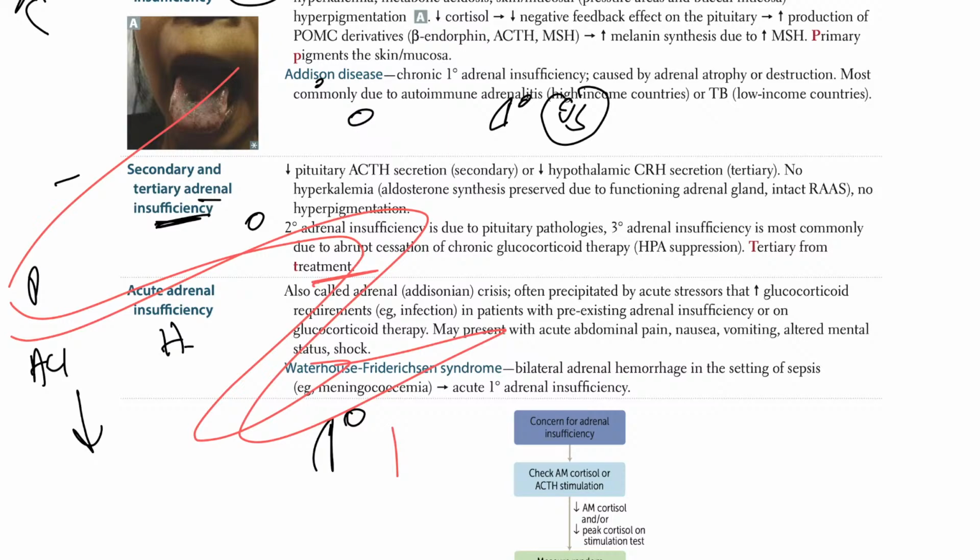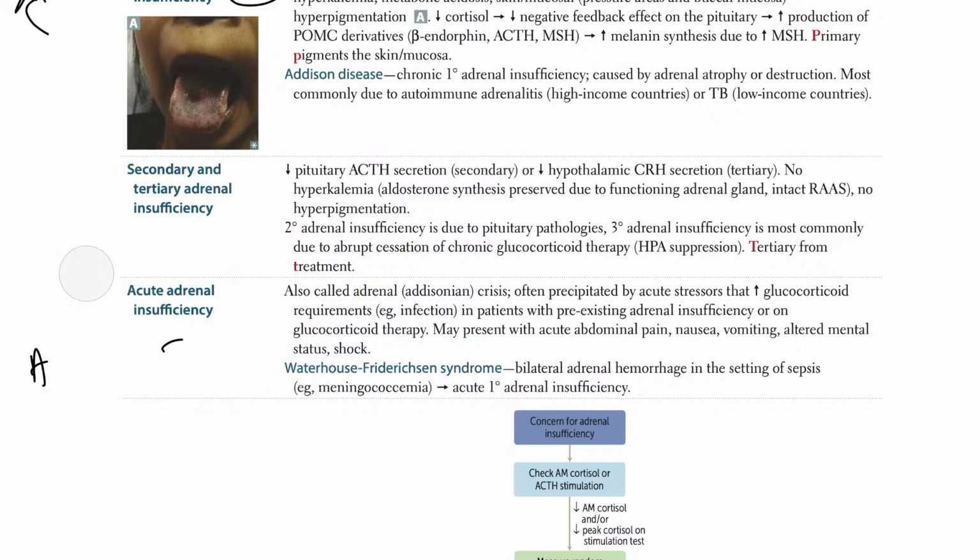That is going to be your acute adrenal insufficiency.